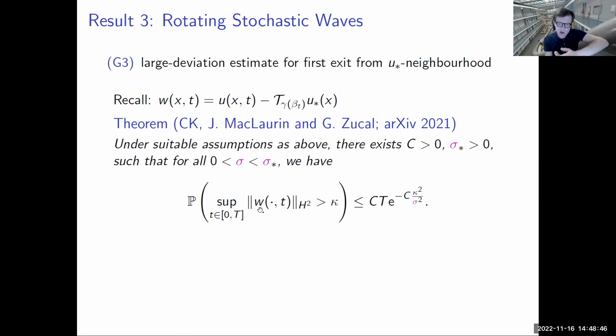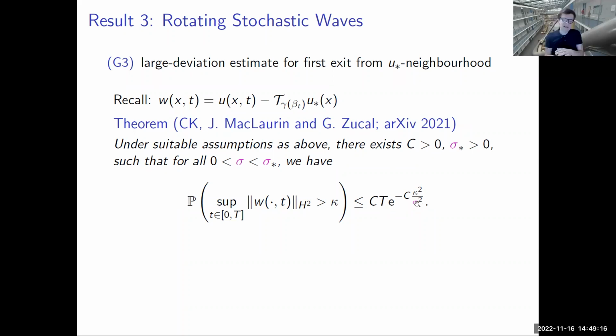And we can prove that there exist certain constants, for sufficiently small noise, such that the probability that you go transversely outside of the neighborhood of the deterministic wave in the small noise regime is given by a large deviation type estimate. It says the probability that you actually leave, for example in H2, by more than a certain fixed constant is given by an exponential estimate. So it's exponentially small in the noise. That tells you this, at least over a finite time scale.